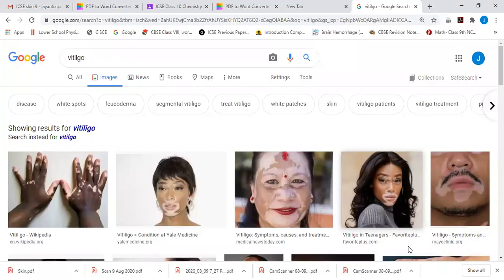Can you see this? Yes, ma'am. So this is the disease. Okay, it's from some parts of your skin. This is lost. Melanin is lost. Okay, fine. Yes, ma'am.